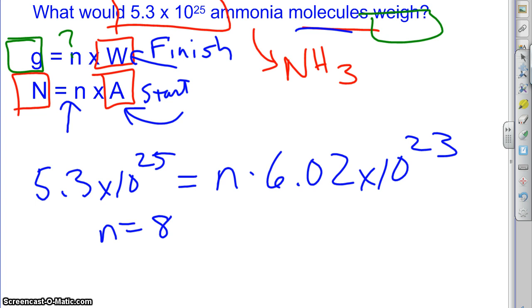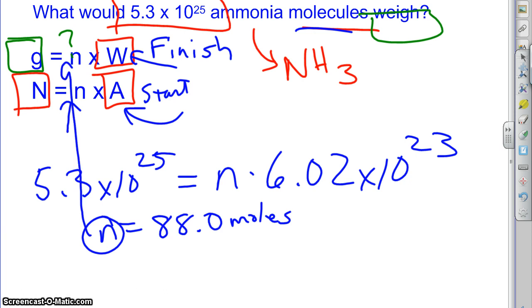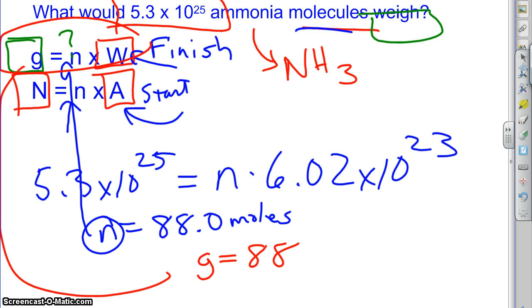If you get something other than that, which a lot of you will, it's because you didn't use your calculator correctly. I'd refer you back to the calculations, how to use your calculator video that we made before. So that is moles. We just found moles, so we can plug it in up here. G equals N times W, where N we just found to be 88.0 moles, times W for ammonia.